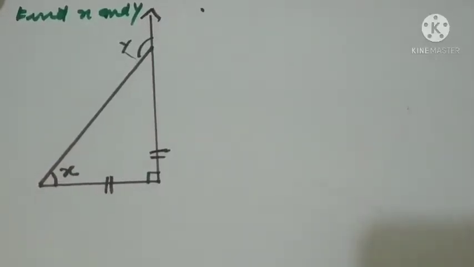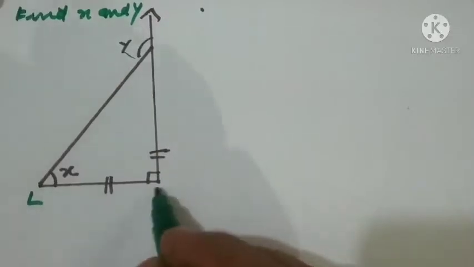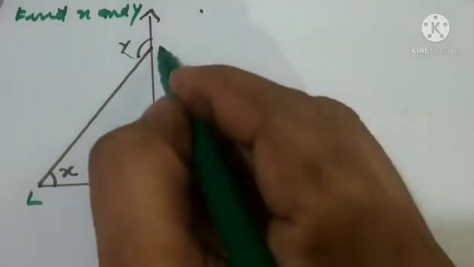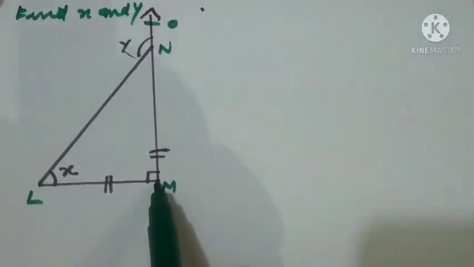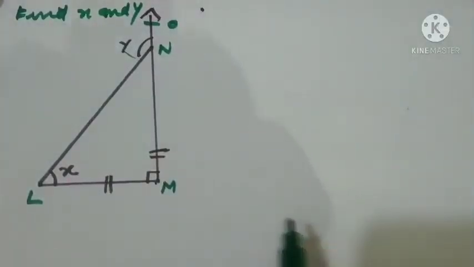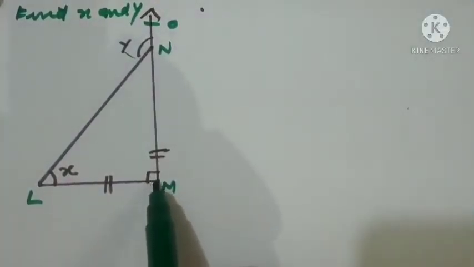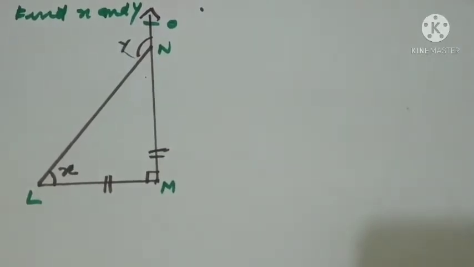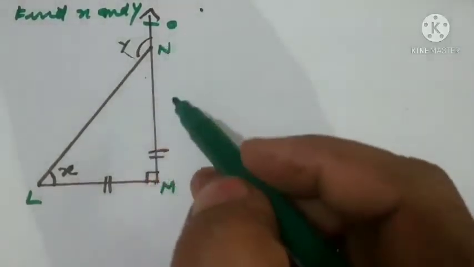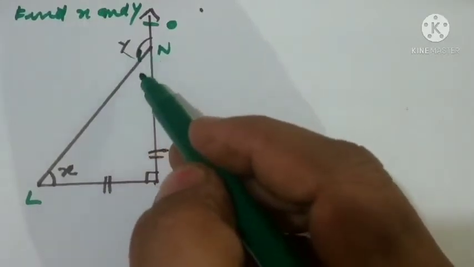Find x and y. What is given in the question? Angle M equal to 90 degree, right? So angle M equal to 90 degree, by angle sum property we can say that these two angles sum is also equal to 90 degree only. So we have to find x and y only. So here I'll write here.